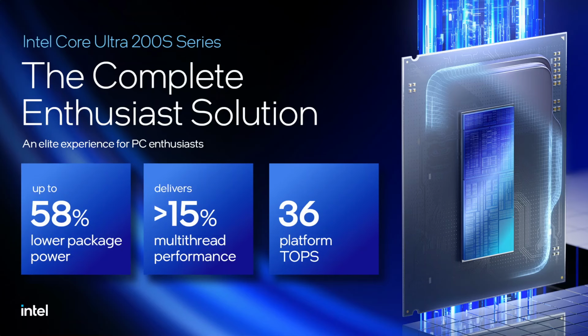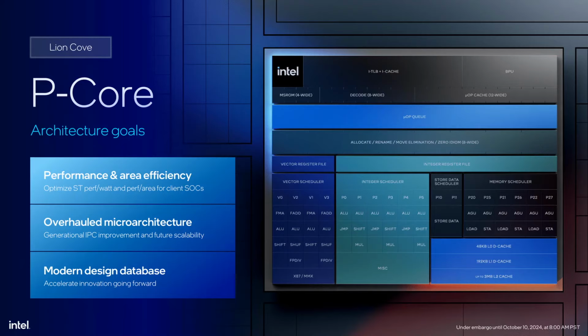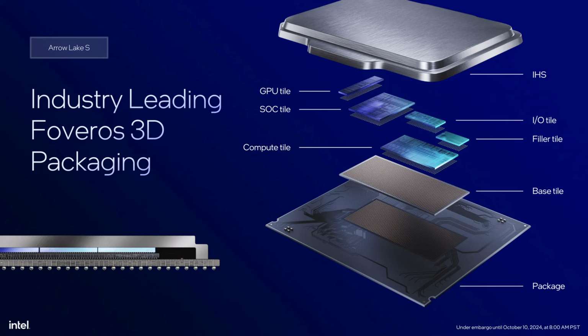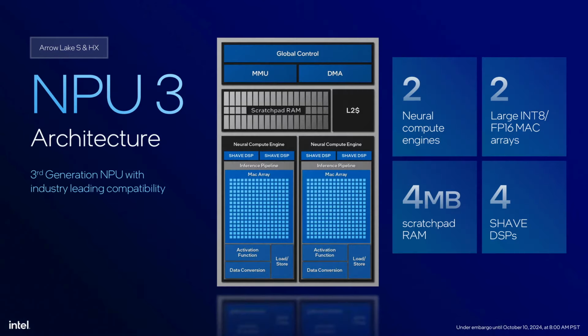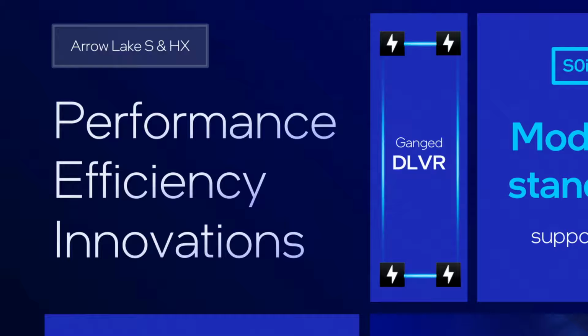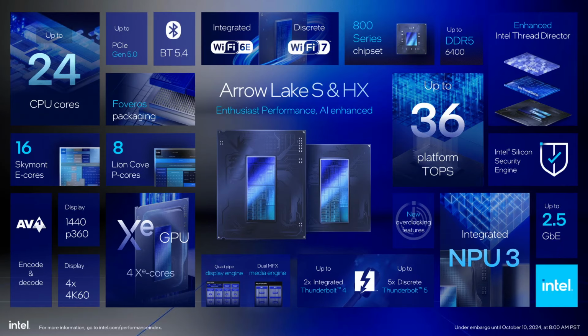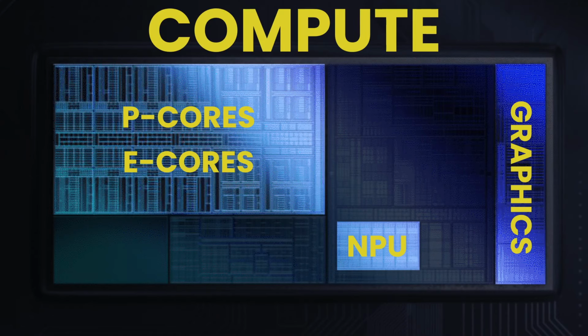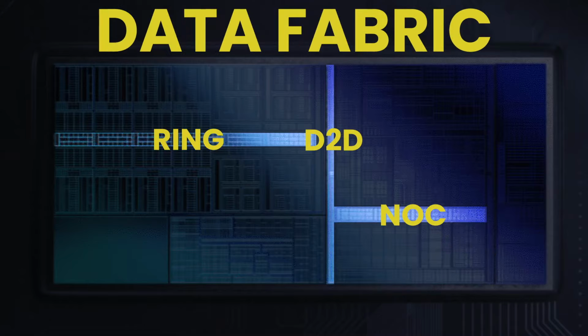Arrow Lake is Intel's revolutionary new processor for mainstream desktop, featuring new P-cores and E-cores, disaggregated tile-based 3D Foveros packaging, an integrated NPU for AI acceleration, a next-generation uncore, DLVR power rails, and so much more. In this video series, I have a closer look at Arrow Lake performance tuning and overclocking opportunities. I have a look at the compute, the memory subsystem, and the data fabric.